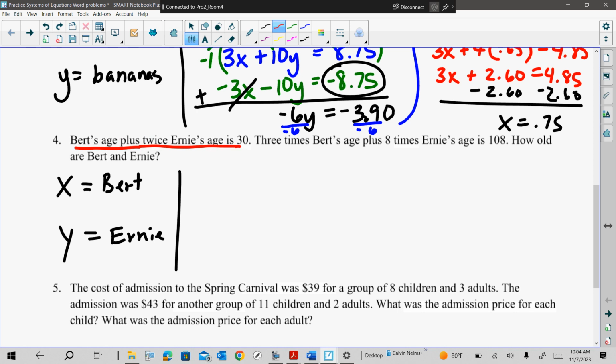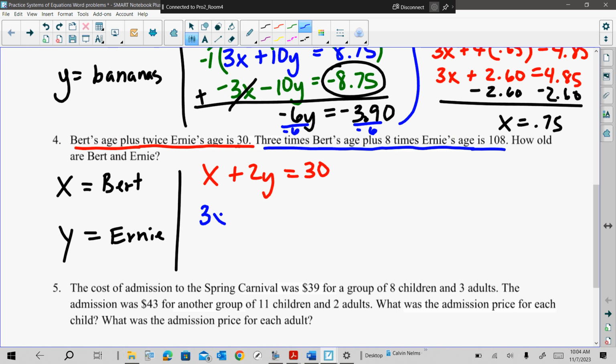Also, twice Ernie's age is 30. How would I show Bert's age plus twice Ernie's? Yeah, x plus 2y equals 30. Twice Ernie's is two times, so x plus 2y equals 30. There it is. Then in the second sentence, like break it down a sentence at a time. So the second says 3 times Bert's age plus 8 times Ernie's age is 108. How do I show 3 times Bert's age? Yeah, 3x plus 8y equals 108.